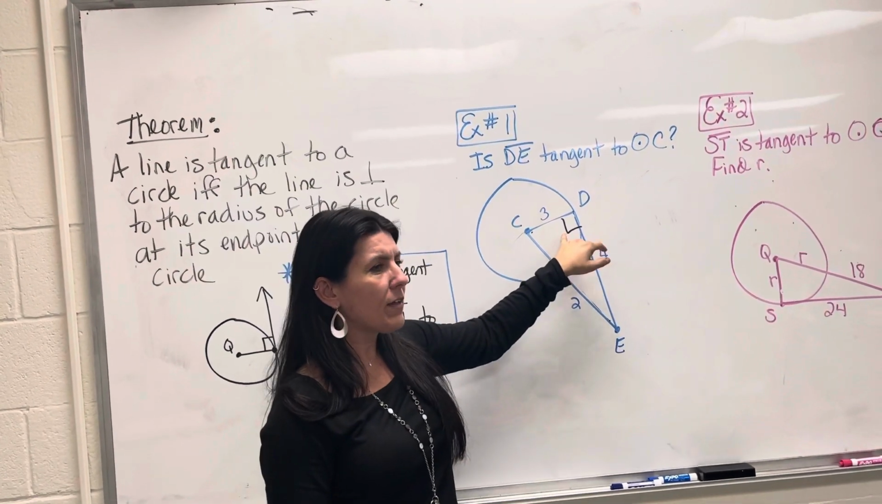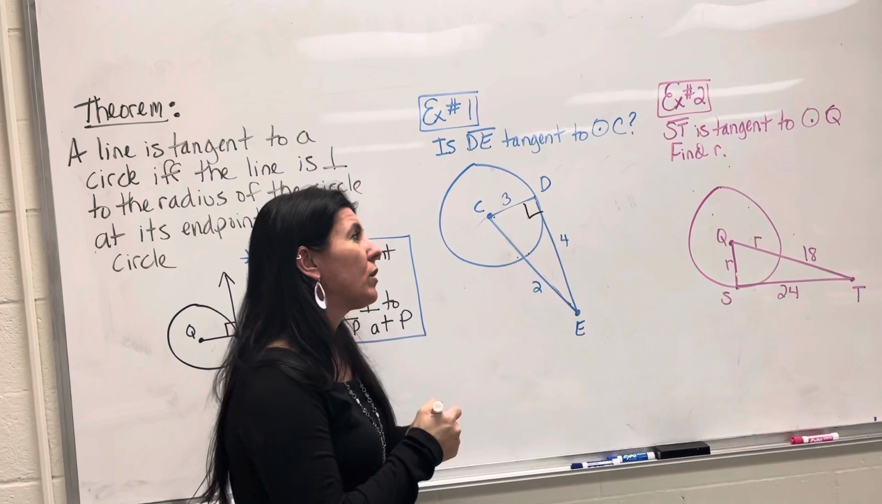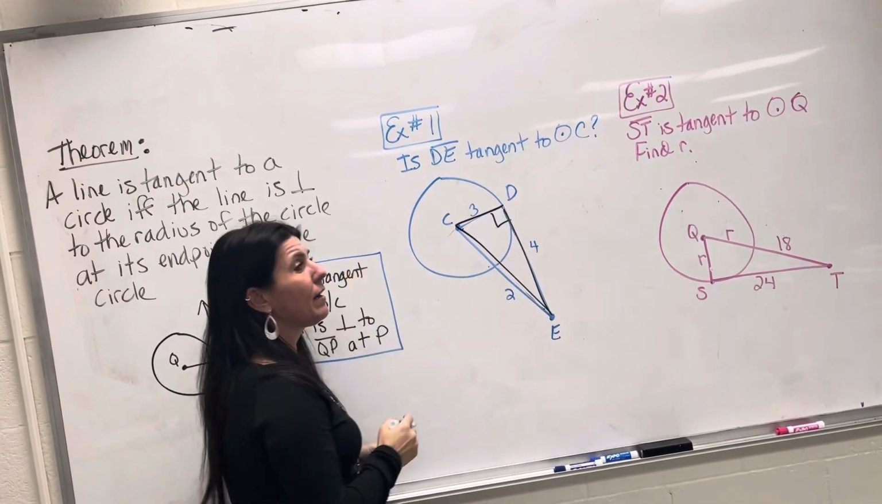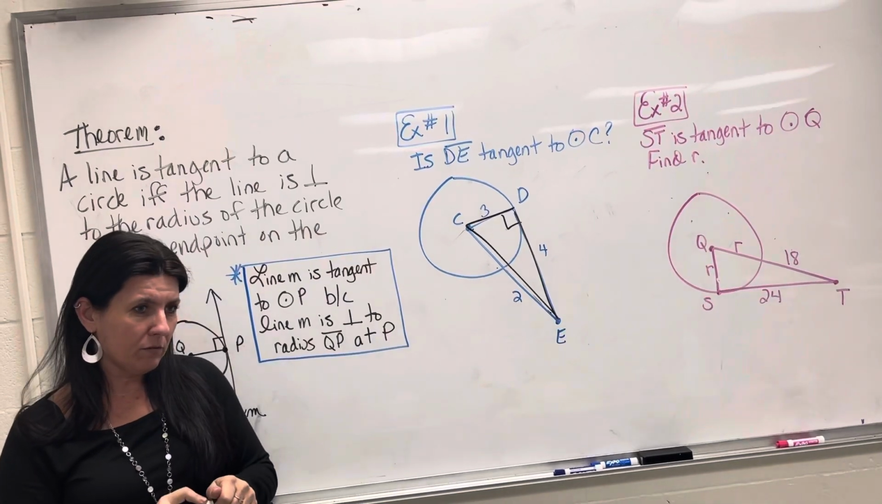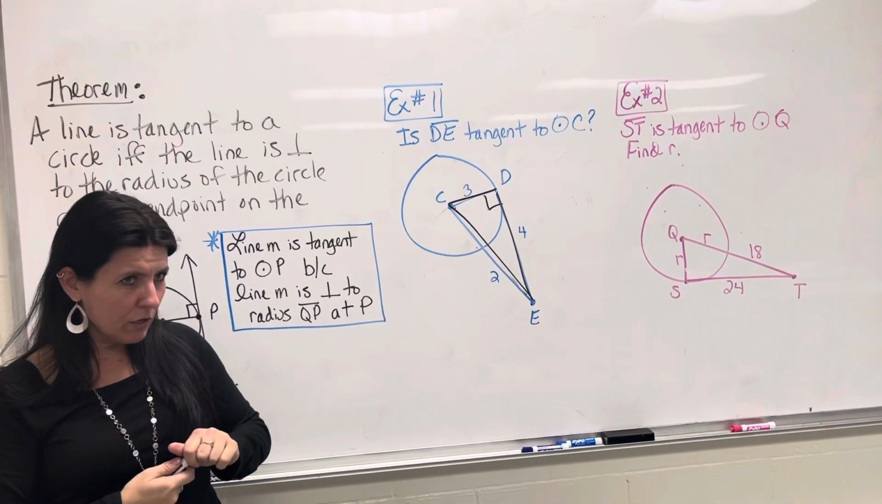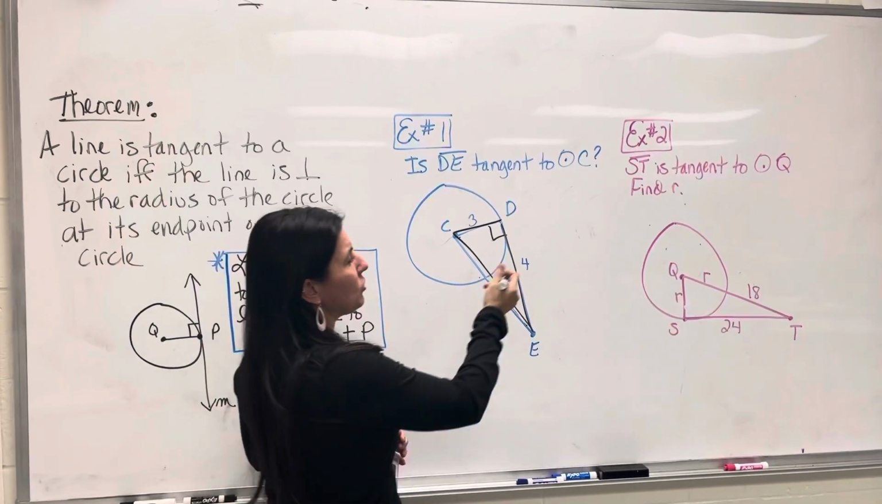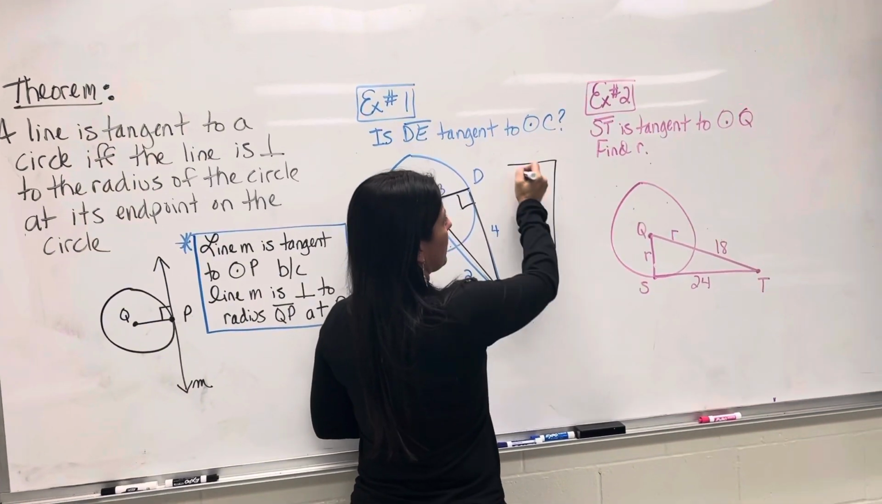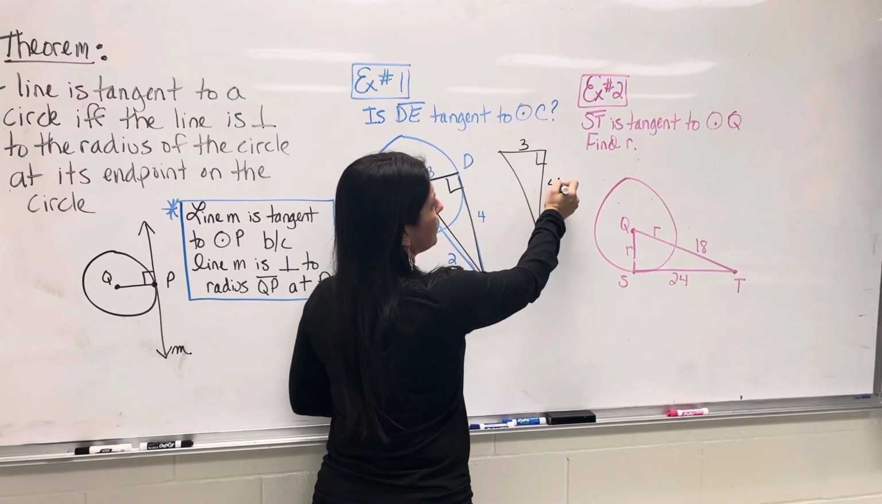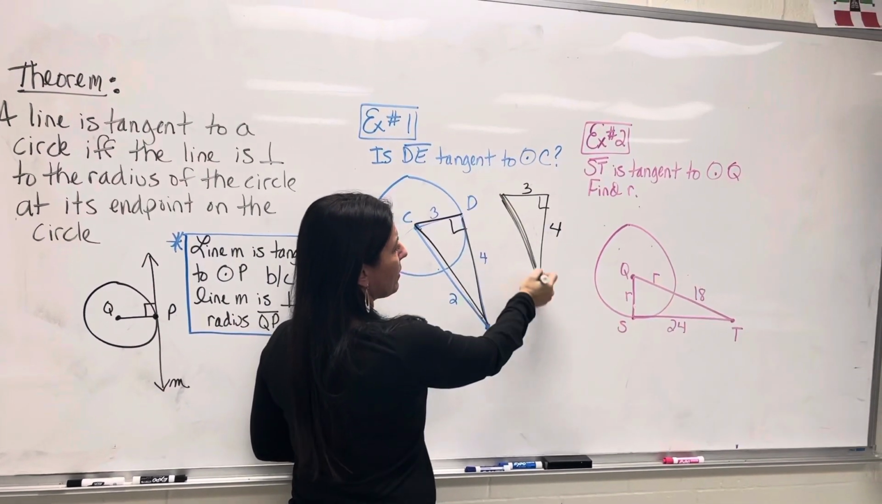We need to figure out if that's a right angle. We're going to concentrate on this triangle that's drawn for us to figure out if it is a right angle. Remember Pythagorean Theorem? That's what we're going to use. So this triangle, let me kind of redraw it for you. This is 3. This is 4. What's that hypotenuse length?